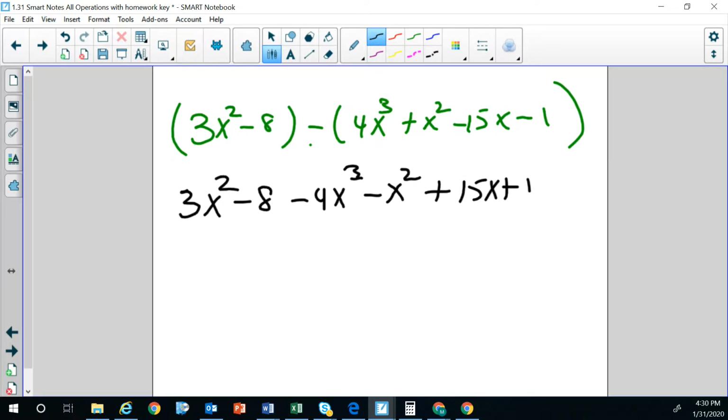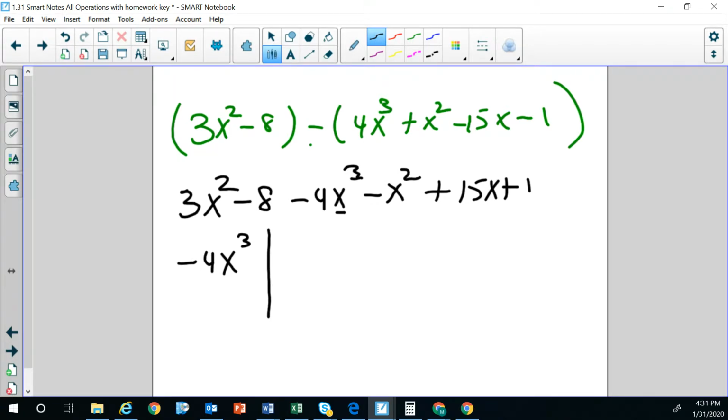All right. Now let's group like terms. I like to use the column method because it helps you see things clearly. Now my term with the highest exponent is the x cubed. So I'm going to put that first. We have a negative 4x cubed. Are there any more x cubed terms? No, there are none. So I'm going to move on.